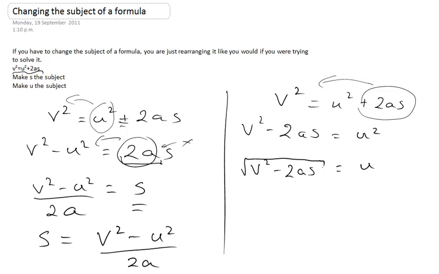Now comes one last little bit. Remember, if I want to find out what numbers multiply to make 9, I could have 3 times 3 makes 9, or I could have minus 3 times minus 3 makes 9. So the square root of 9 should be plus 3 or minus 3, and we have a special symbol in maths for showing it could be a plus or a minus, and that's there. So U equals plus or minus the square root of V squared minus 2AS, and that's how to change the subject of a formula.